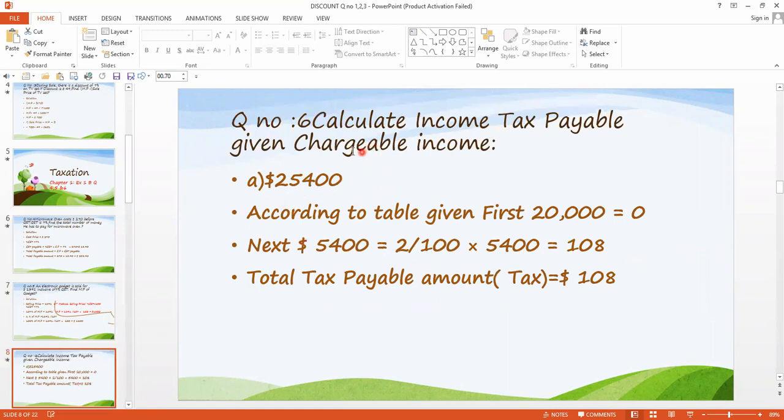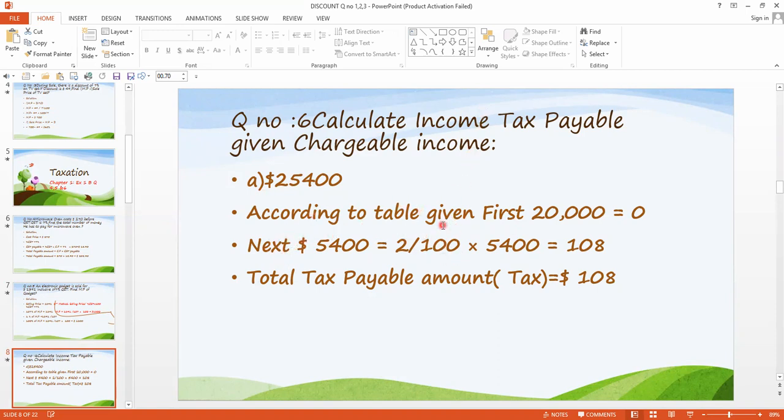Here they are saying calculate the income tax payable given the chargeable income. This income is the chargeable income, and the income you have to calculate is the income tax. According to the given table, table number 1.1 in the book, in part A they have given us $25,400. According to this, we have to use that income tax rate here.